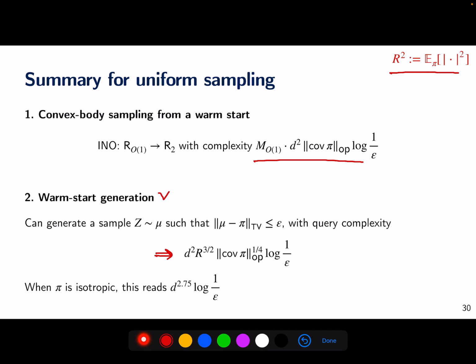Here R squared is the second moment of our distribution. And especially when this distribution is isotropic, lambda R squared is just d, because this is the trace of the covariance, so it's just d. So that is d to the 2.75, and then when phi is isotropic, this is 1. So that recovers the d^2.75 result that I told you.